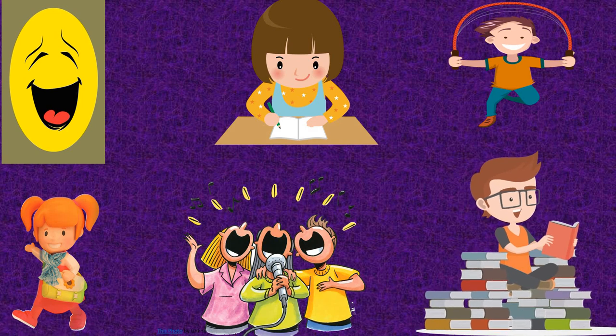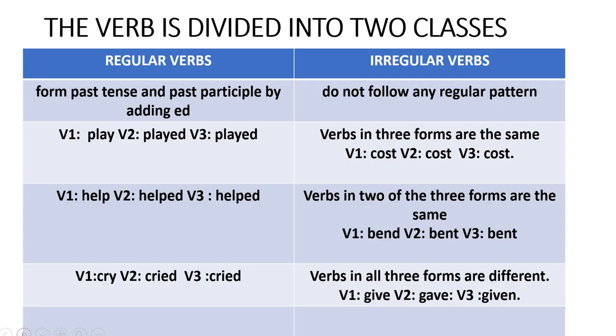So next we are going to learn something quite different. We learned how to use subject and verb meaningfully in a sentence. Next we are going to learn about the division that happens in verbs. Verbs are divided into two classes, regular verbs and irregular verbs. Regular verbs form past tense and past participle by adding ed. So if you are adding ed to a verb, it is a regular verb.